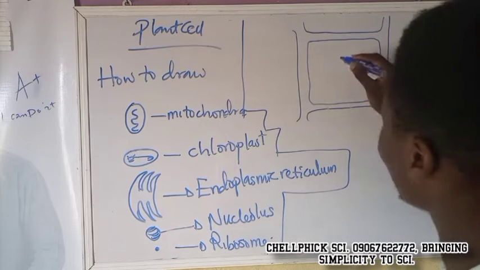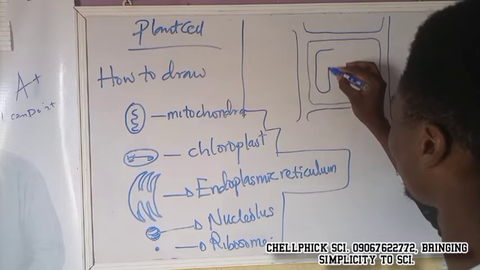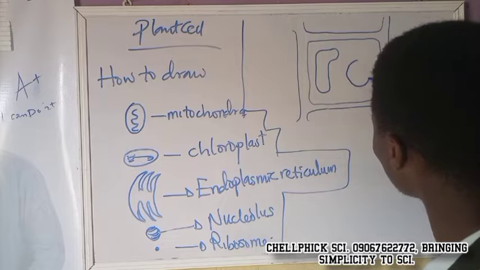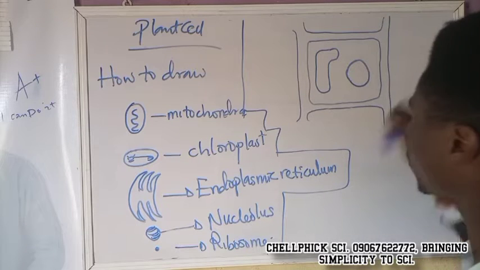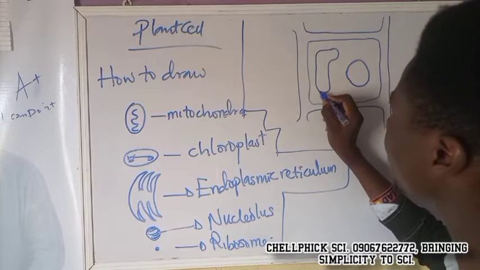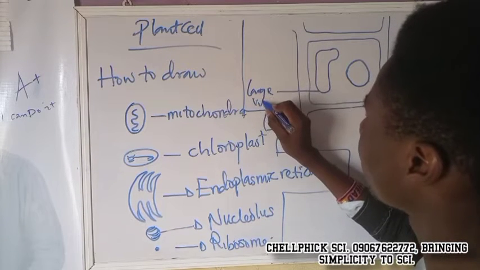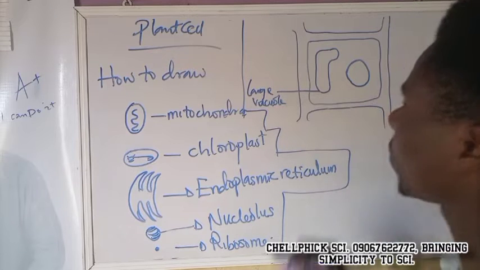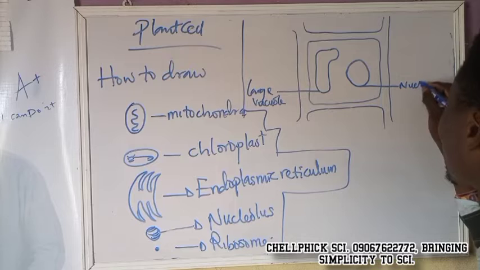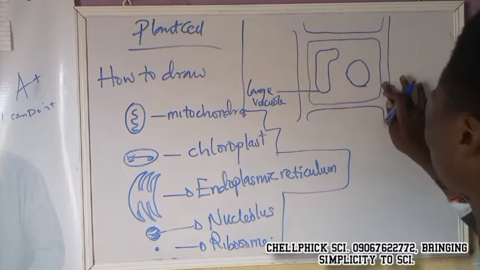So the plant has a large central vacuole. So you draw this, you draw a little house. You draw this thing like 7, you draw a little house. This one, you write it, it means large vacuole. This is how to draw a plant cell. For this one, it means the nucleus. So before that, actually this is the nucleus.